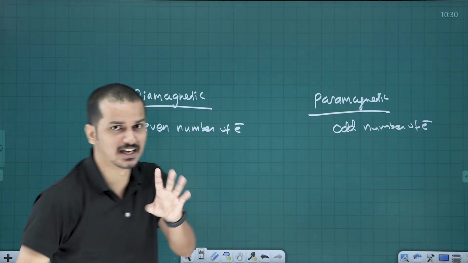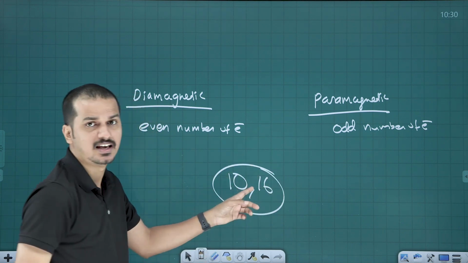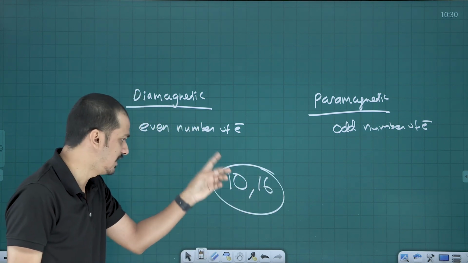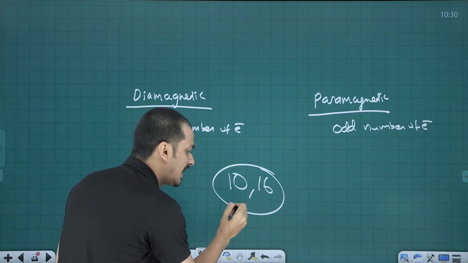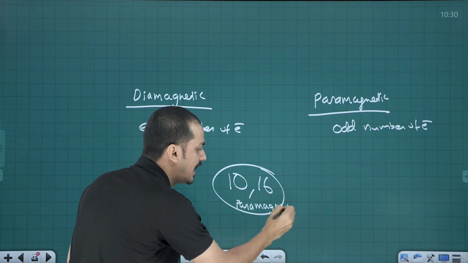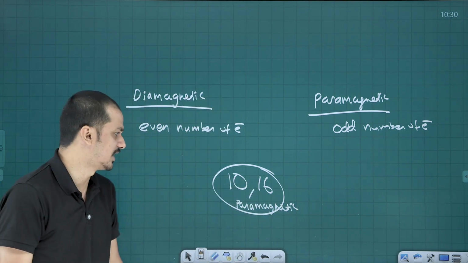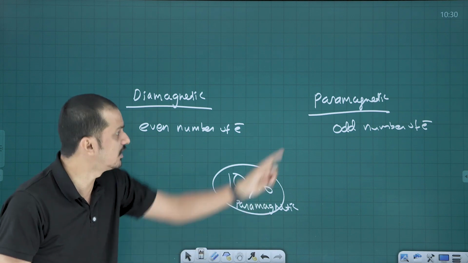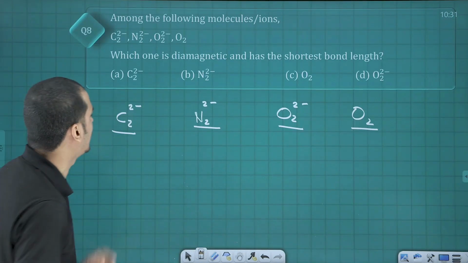One exception is there: 16 as well as 10. They are actually diamagnetic, even though they are even numbers. But they are actually paramagnetic, because of the presence of unpaired electrons while you are filling by using the molecular orbital theory. So 10 and 16 are even numbers even though they are paramagnetic. If you remember that exception, you can easily answer this one.